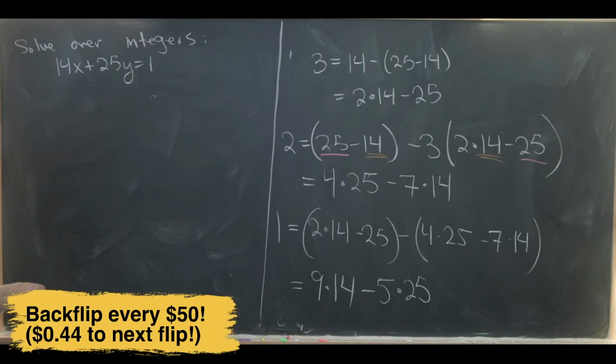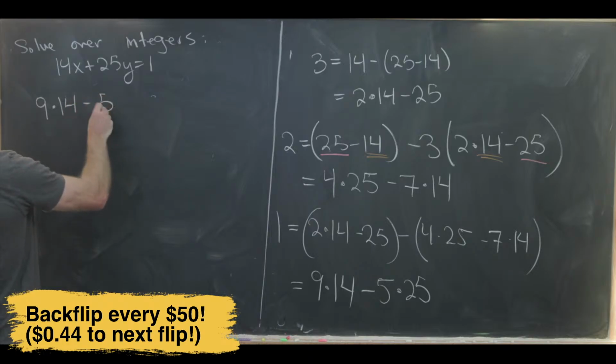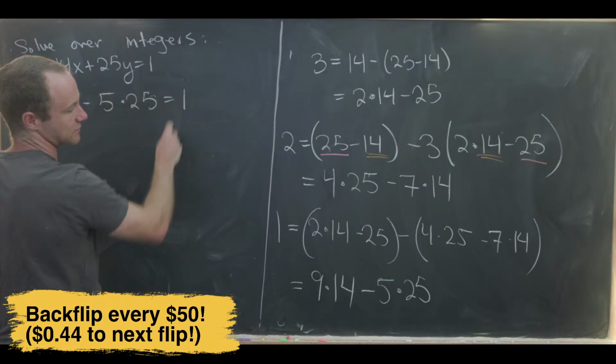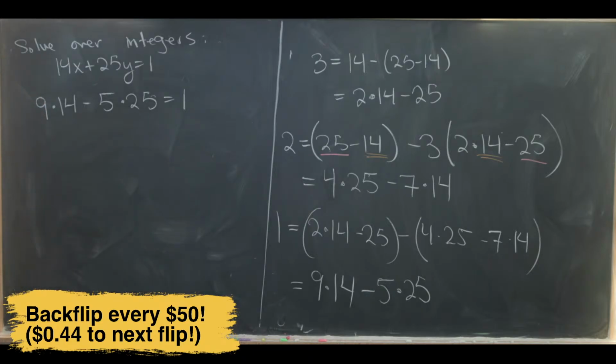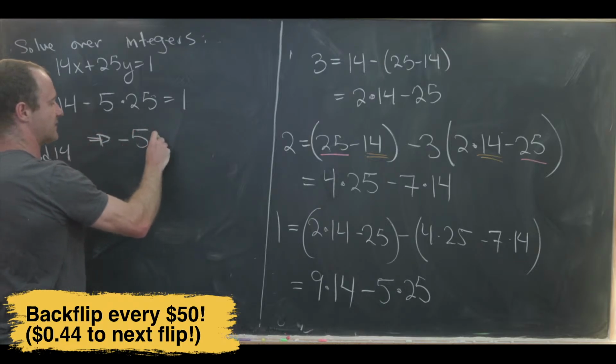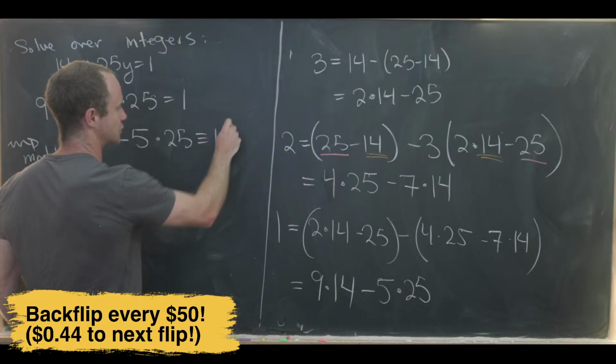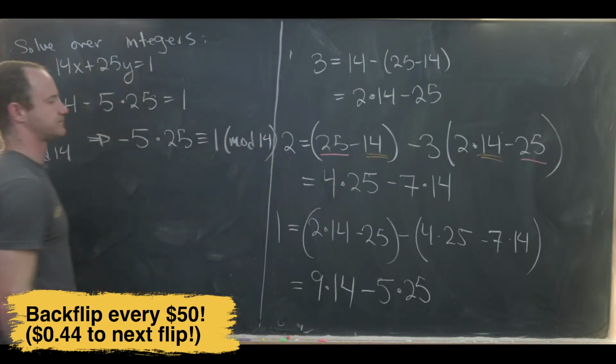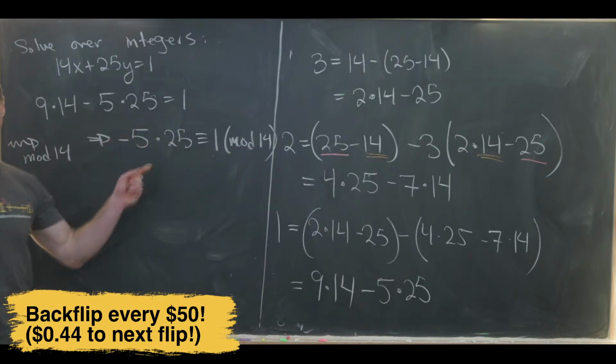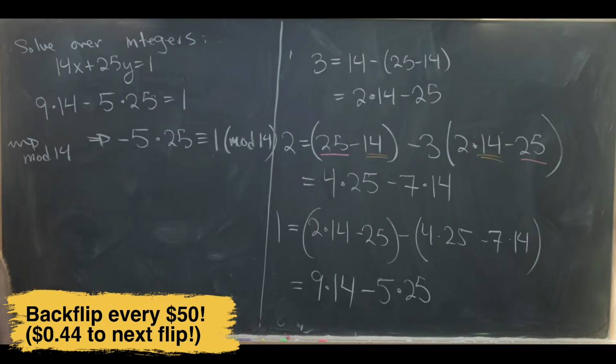Which is something you do right after this in abstract algebra class. So we have 9 times 14 minus 5 times 25 equals 1. Okay, so now let's reduce mod 14, and notice that tells us that negative 5 times 25 is congruent to 1 mod 14. So that gives us a modular inverse with respect to 14. Obviously 25 is bigger than 14, so you probably wouldn't work this out mod 14 at the beginning. You would really work mod 25. That's more motivating in this case.